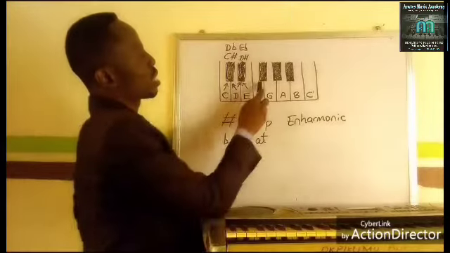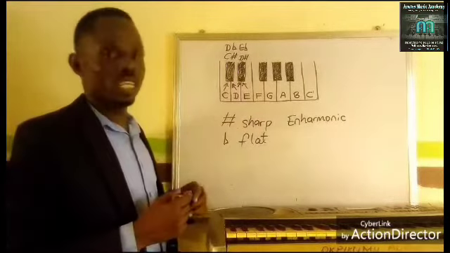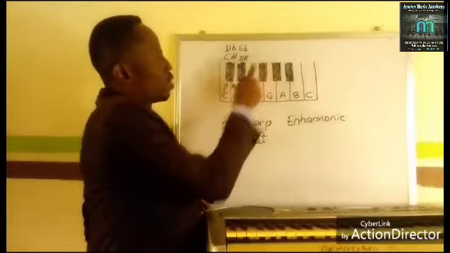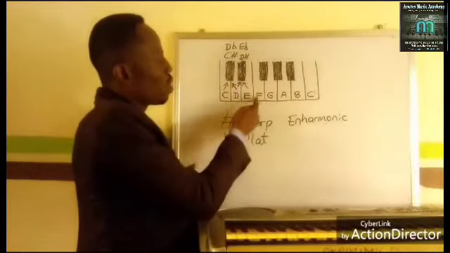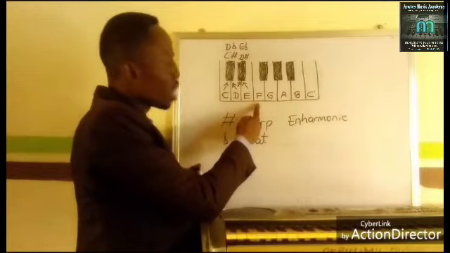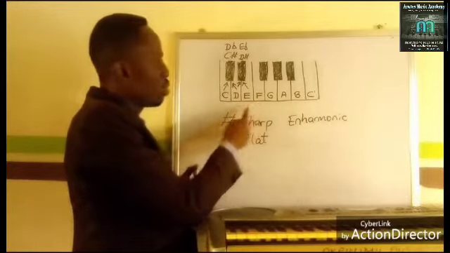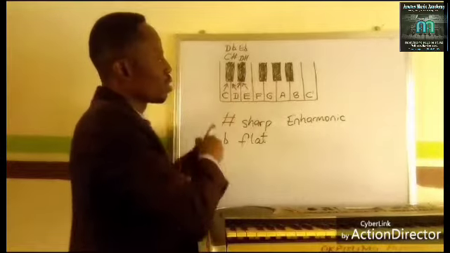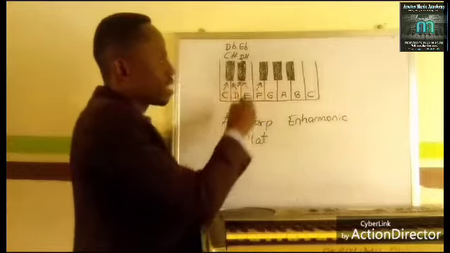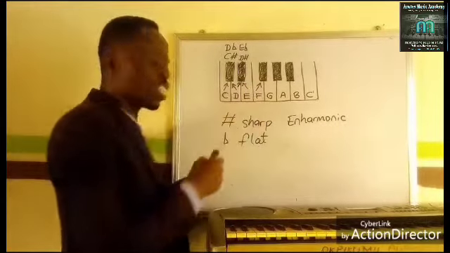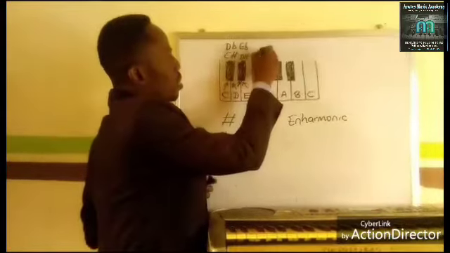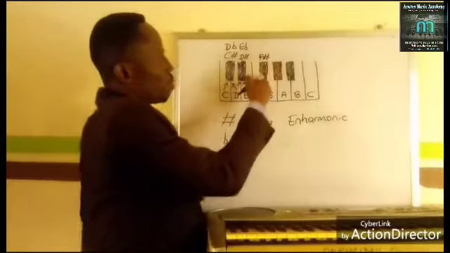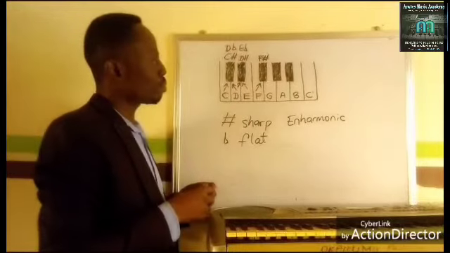Now let's look at the next black key, the next black note. For me to name this black note, I need to place a sharp on this white or natural note, which is F. If I place a sharp on F, it will raise F by a semitone, and that gives us F sharp. So this very note is called F sharp.